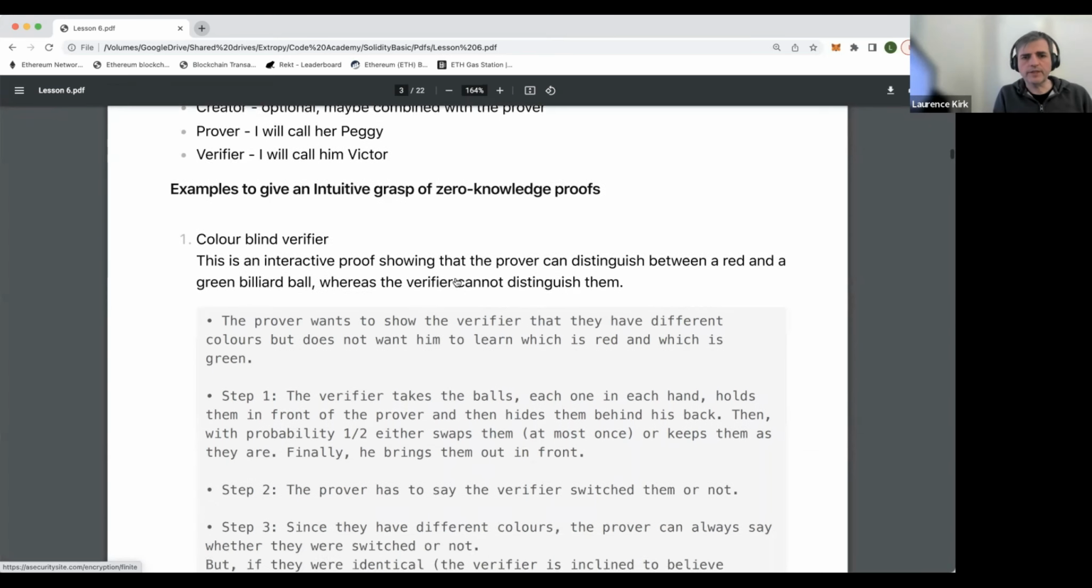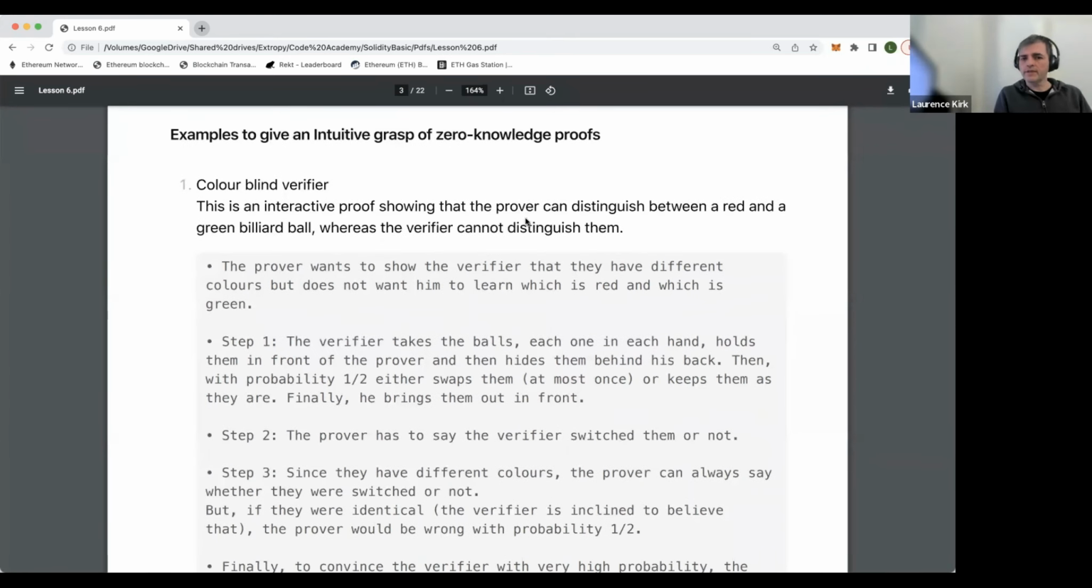So the way that they can attempt to demonstrate this is that they ask the verifier to take the 2 balls in their hands and to show them to the prover. And then they will hide the balls behind their back. And then the verifier can choose to swap the balls over or not. So it's entirely up to the verifier whether they swap or not. And then they will show the balls again to the prover, and they will ask the prover if the balls have been swapped over.